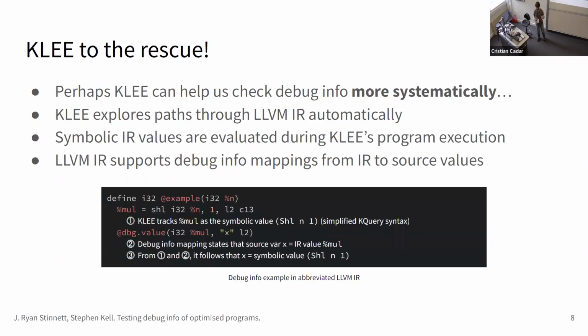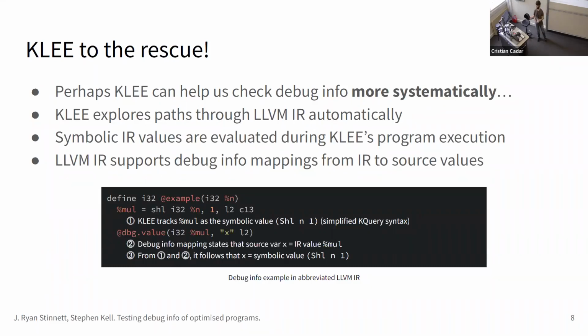And so one of the ways we could go at this is by applying KLEE to check this information more systematically. So if we had some way that was more automated and systematic, we could be applying test generation tools like CSmith, and then also seeing much more usable results about what those values actually mean.